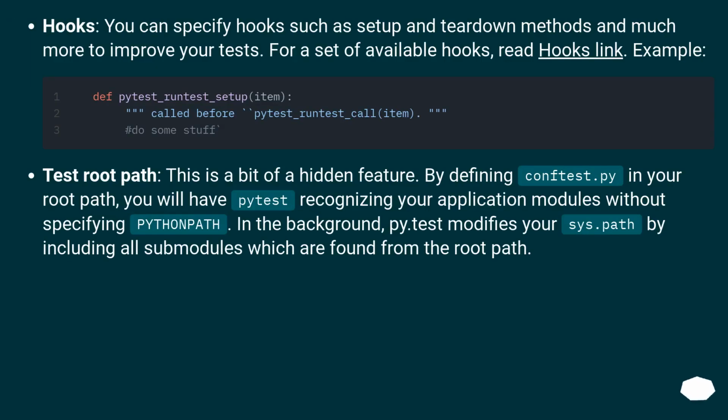Hooks. You can specify hooks such as setup and teardown methods and much more to improve your tests. For a set of available hooks, read the hooks link. Example. Test root path. This is a bit of a hidden feature. By defining conftest.py in your root path, you will have pytest recognizing your application modules without specifying the Python path. In the background, py.test modifies your sys.path by including all submodules which are found from the root path.